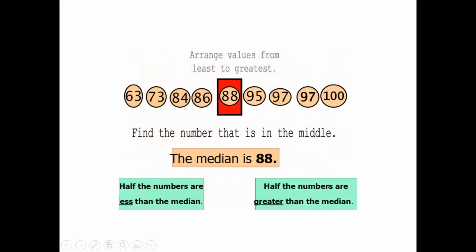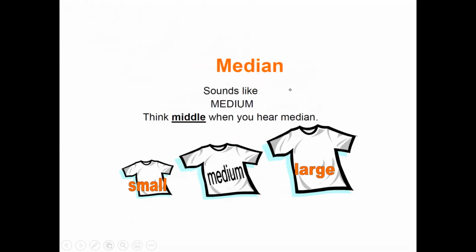Now, to find the median, the middle number, let's rearrange her scores from smallest to biggest. As you can see, 9 is an odd number, so there is just going to be one number in the middle. In this case, it is 88. Another way of remembering this is think about median sounds like medium. Think middle when you hear median, because it is the middle size shirt in between a small and a large.